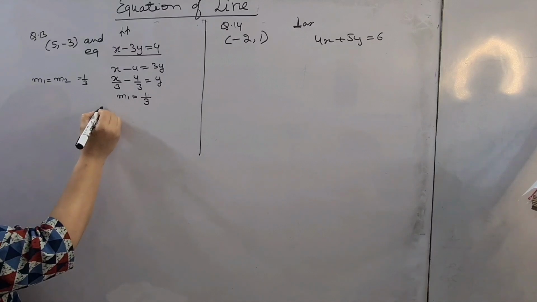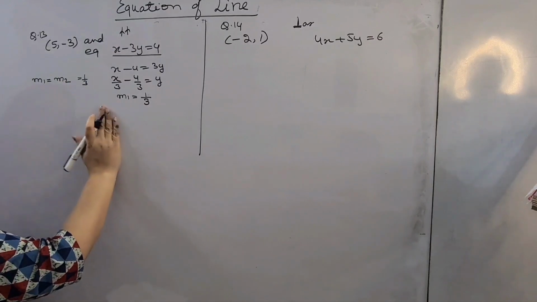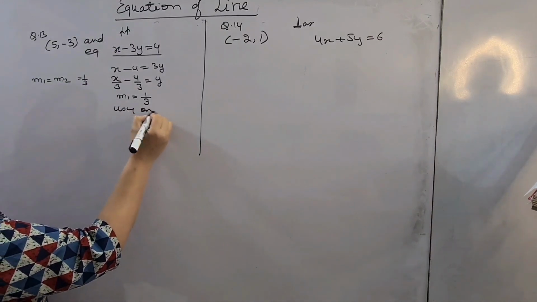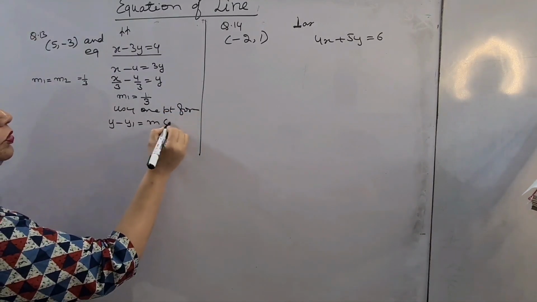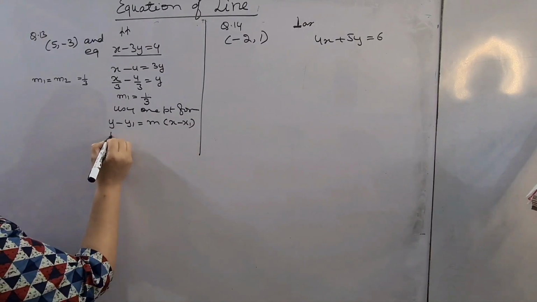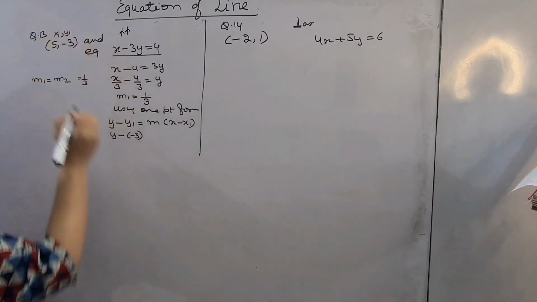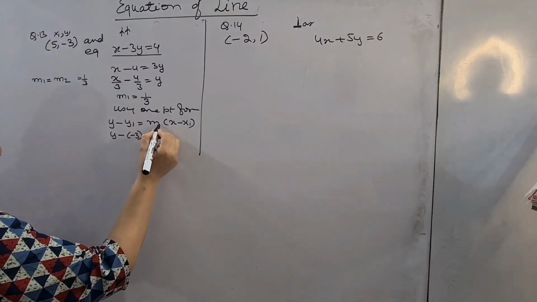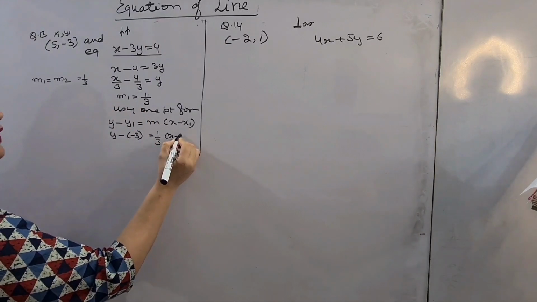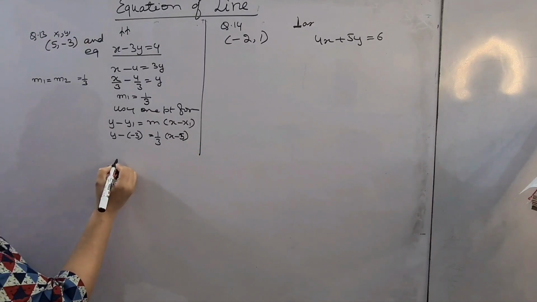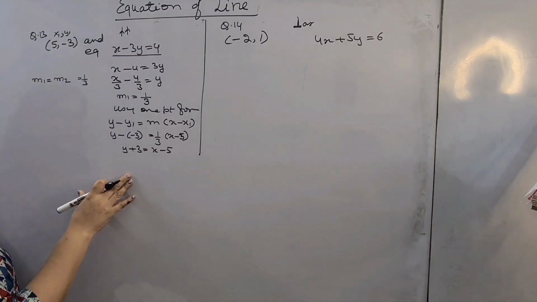Hence m1 is equal to m2 is equal to 1 by 3. Using one point form, y minus y1 is equal to m into x minus x1, or y minus minus 3. The point given above is x1 comma y1, and in place of m you will take m2, 1 by 3, into x minus 5, and this is your required equation. After solving, get all the terms to one side and that is your required answer.